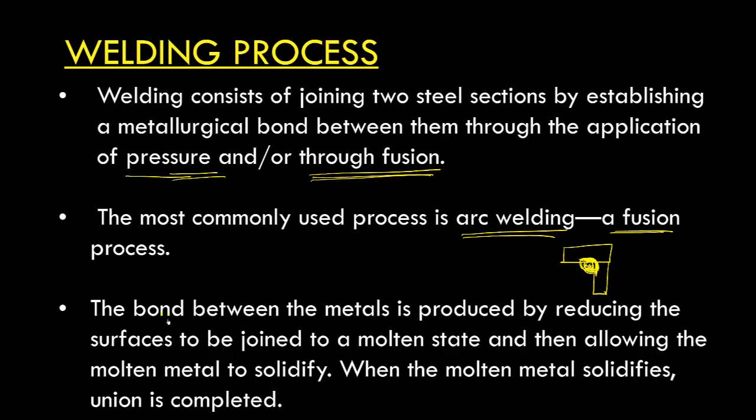So basically the bond between the metals is produced by reducing the surfaces to be joined to a molten state and then allowing the molten metal to solidify. First the metal gets molten and then it solidifies, and when the molten metal solidifies, the union is completed. So once this molten metal solidifies, we finally have a bond, and these components get joined.